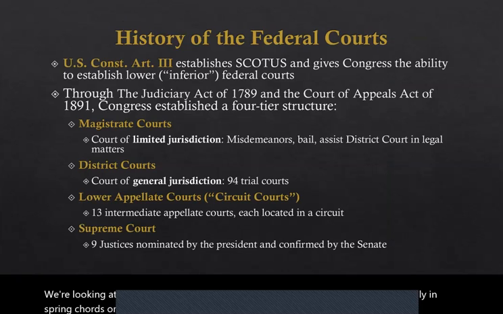So let's talk a little bit about the history of the federal courts. If we look at the US Constitution, Article 3 establishes the Supreme Court of the United States. You'll often see it referred to by the acronym SCOTUS. If you hear somebody say SCOTUS, they're saying the Supreme Court of the United States. And it gives Congress the ability to establish lower, inferior courts, right?